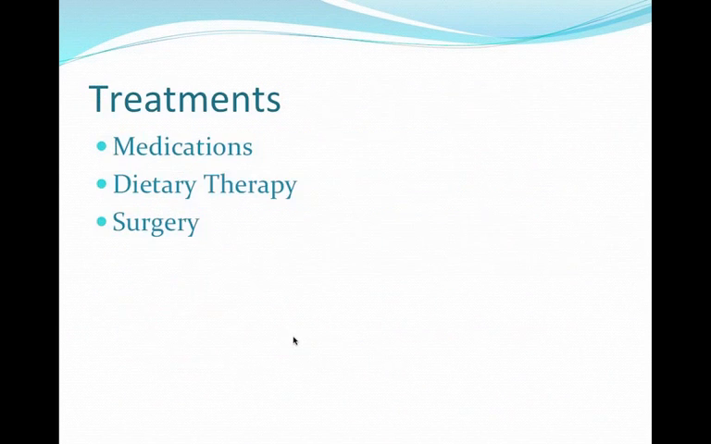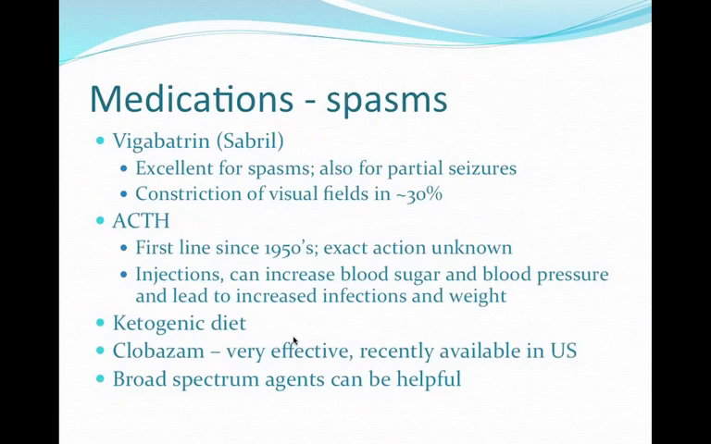And then the treatments for the seizures. So we usually start with medications, but we also have dietary and surgical treatments. And for spasms, there are 2 medicines that we use that are better than any others, and they're medicines that we really don't use for any other seizure type. So one is vigabatrin, Sabril. It's a great spasm medication. It's one of the 2 best we have for people in general, and also good for partial seizures in some people.